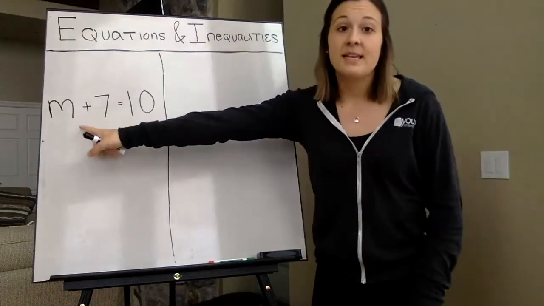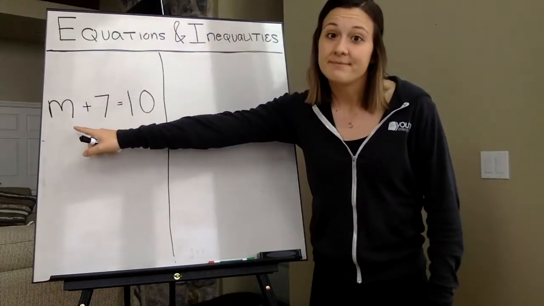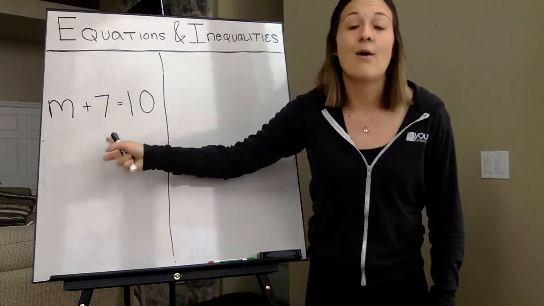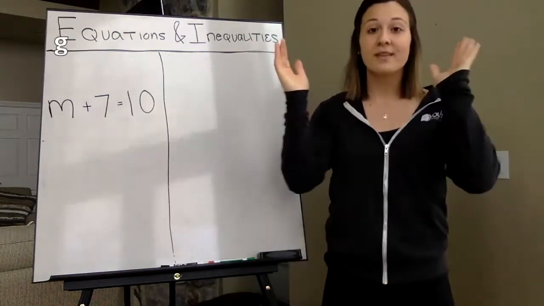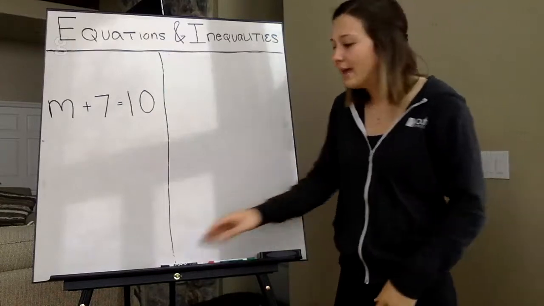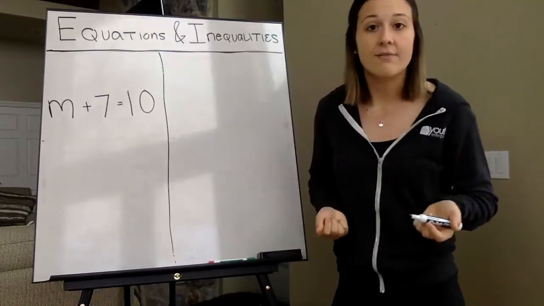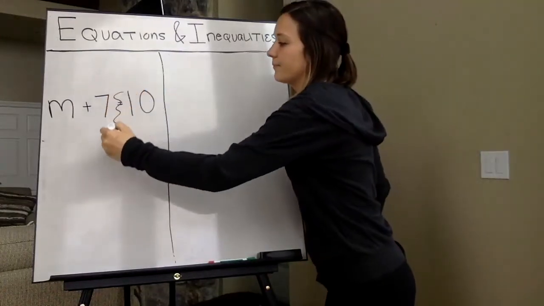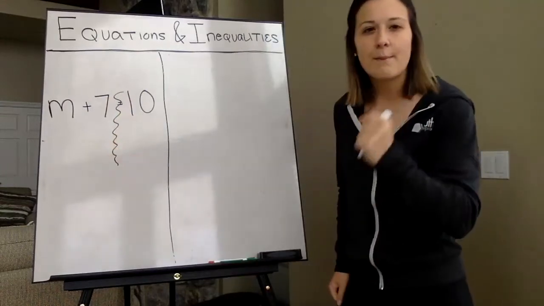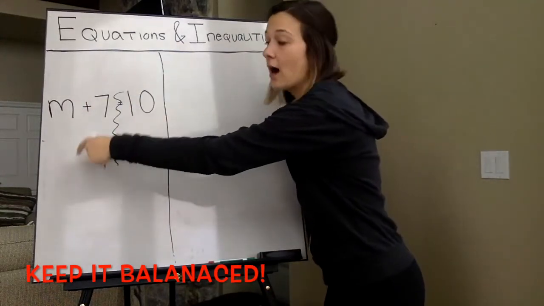This n is super annoyed right now. It wants that 7 out of here. We need to isolate the variable. Let's do it. I'm going to split my equation in half, okay? And I'm going to split it at the equal sign. And I'm just doing that so I remember whatever I do to this side, I also have to do to this side, okay?